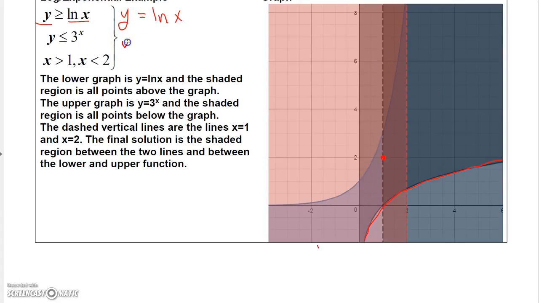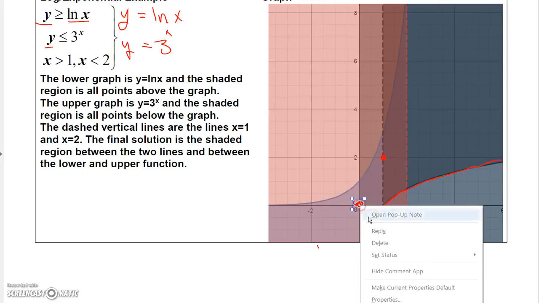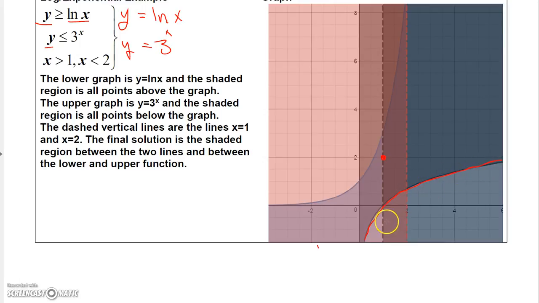Okay, now how about y equal 3 to the x? Well, that's an exponential function. And here it goes right through here. I don't want to draw over it, but you can see it going up through there, y equal 3 to the x. Now that one I can test 0, 0. So let's put the point 0, 0 in and see what happens. Well, if I put 0 in for y, I get 0. And if I put 0 in for x, I get 1. So I get the statement 0 is less than or equal to 1, which is true. So that means I shade everything below. So right now I've got everything above the log function and everything below the exponential function.